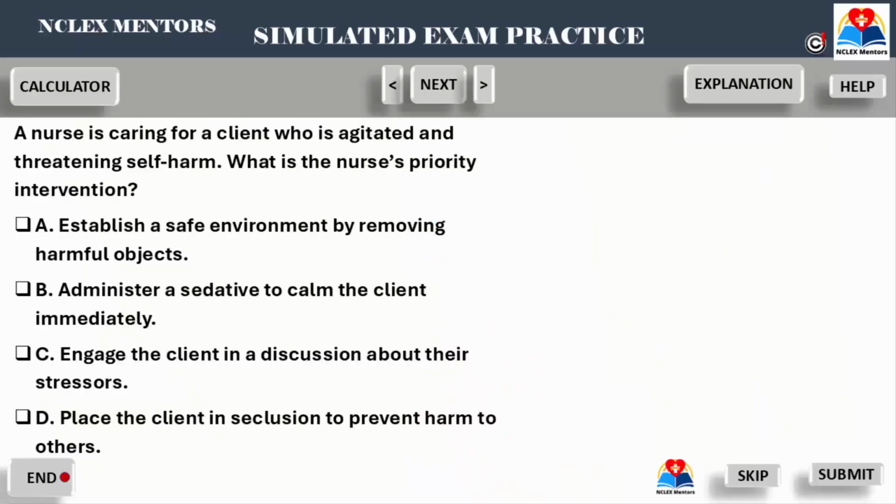A nurse is caring for a client who is agitated and threatening self-harm. What is the nurse's priority intervention? Choices. A. Establish a safe environment by removing harmful objects. B. Administer a sedative to calm the client immediately. C. Engage the client in a discussion about their stressors. D. Place the client in seclusion to prevent harm to others.